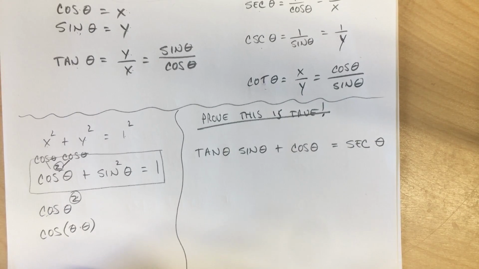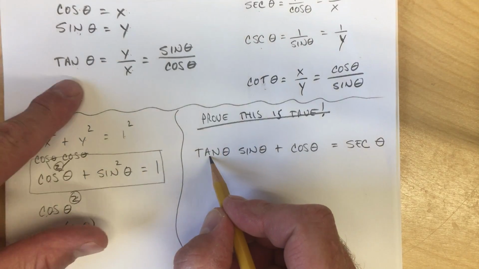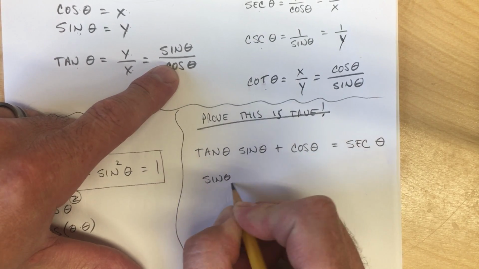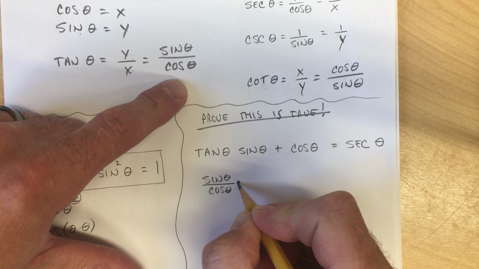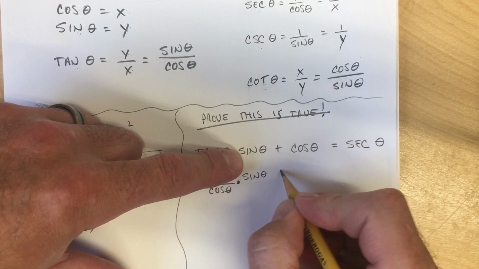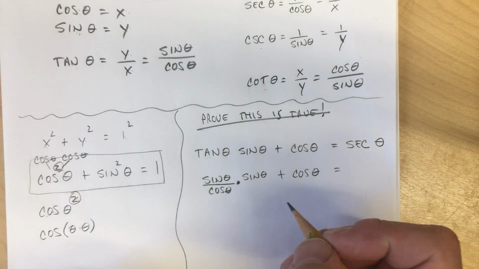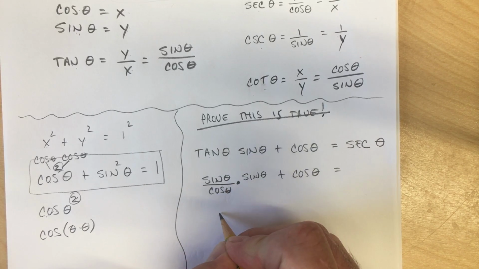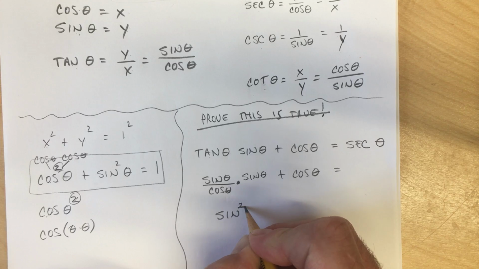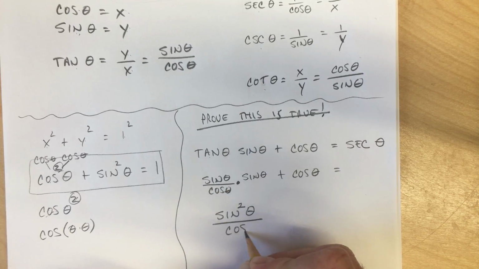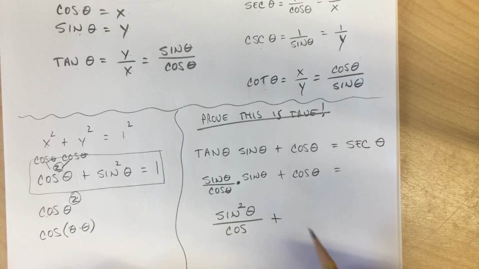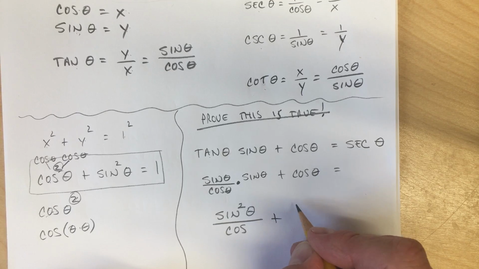Now here's how we're going to do it. What I recommend is that you try to turn everything into sines and cosines. So, for example, this tangent we know is the same as sine over cosine. And then we have times the sine plus the cosine, and we want to show that that's true. Now, let's see what happens. We end up with sine squared, right? Sine times sine over cosine plus, and now we have this cosine right here.